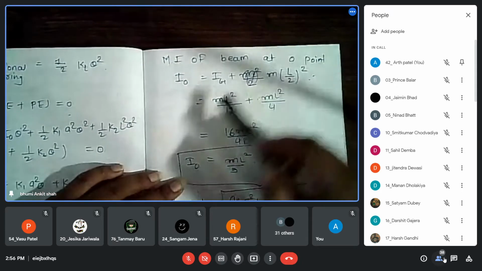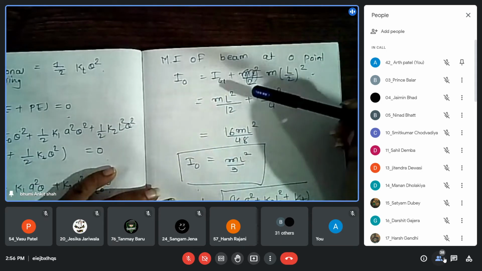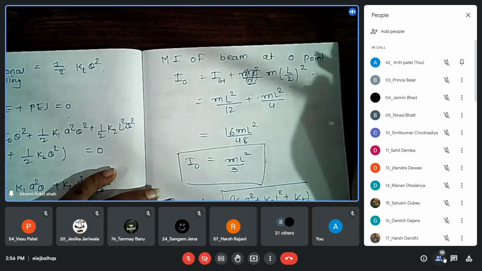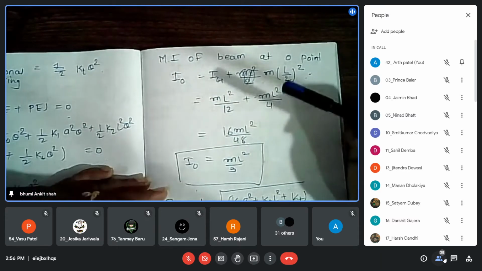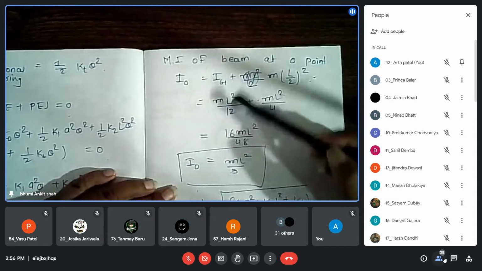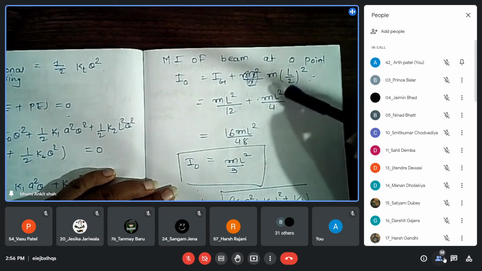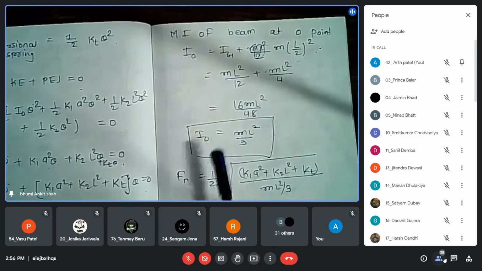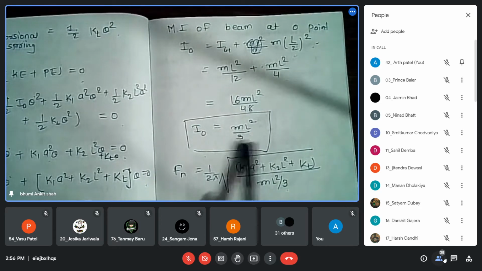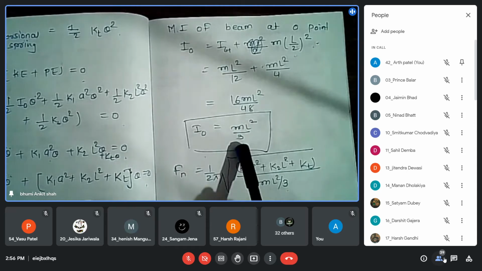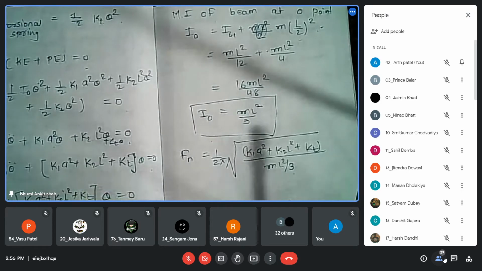As I told you, you have to remember some equations, like what is the deflection for a simply supported beam or cantilever beam. Same way, you have to remember some mass moment of inertia values. If it is a beam, you will simply write Ig equal to ml square by 12, and this is ml square by 4. So ultimately, when you make the summation, I0 equal to ml square by 3. So this is your final mass moment of inertia of the beam at point O, right? So this is your equation.